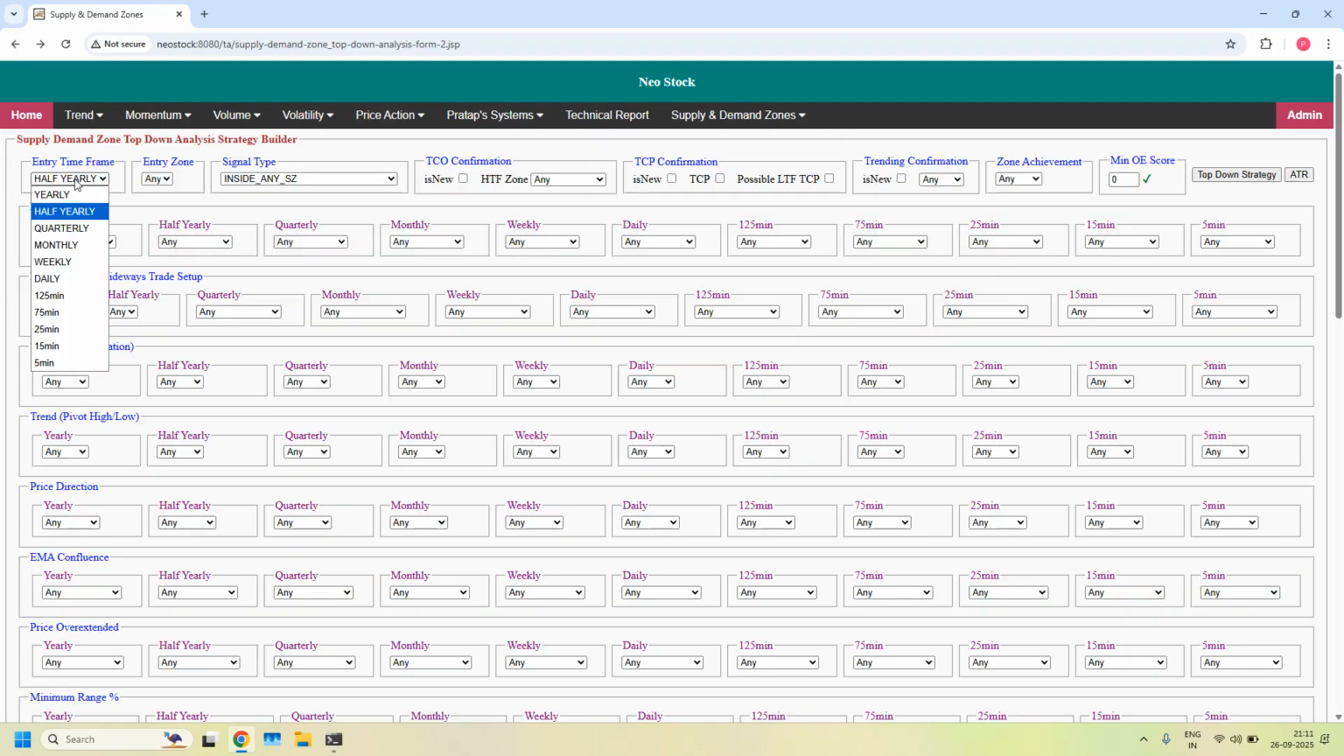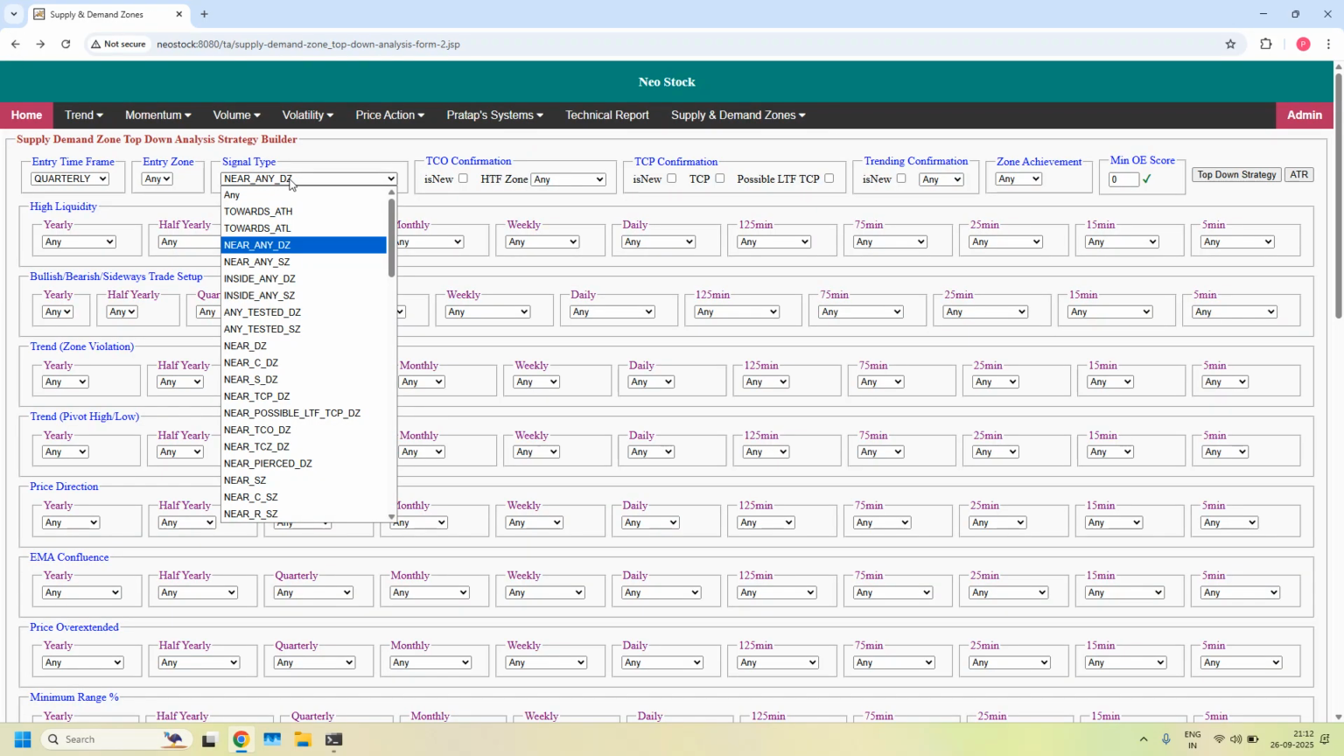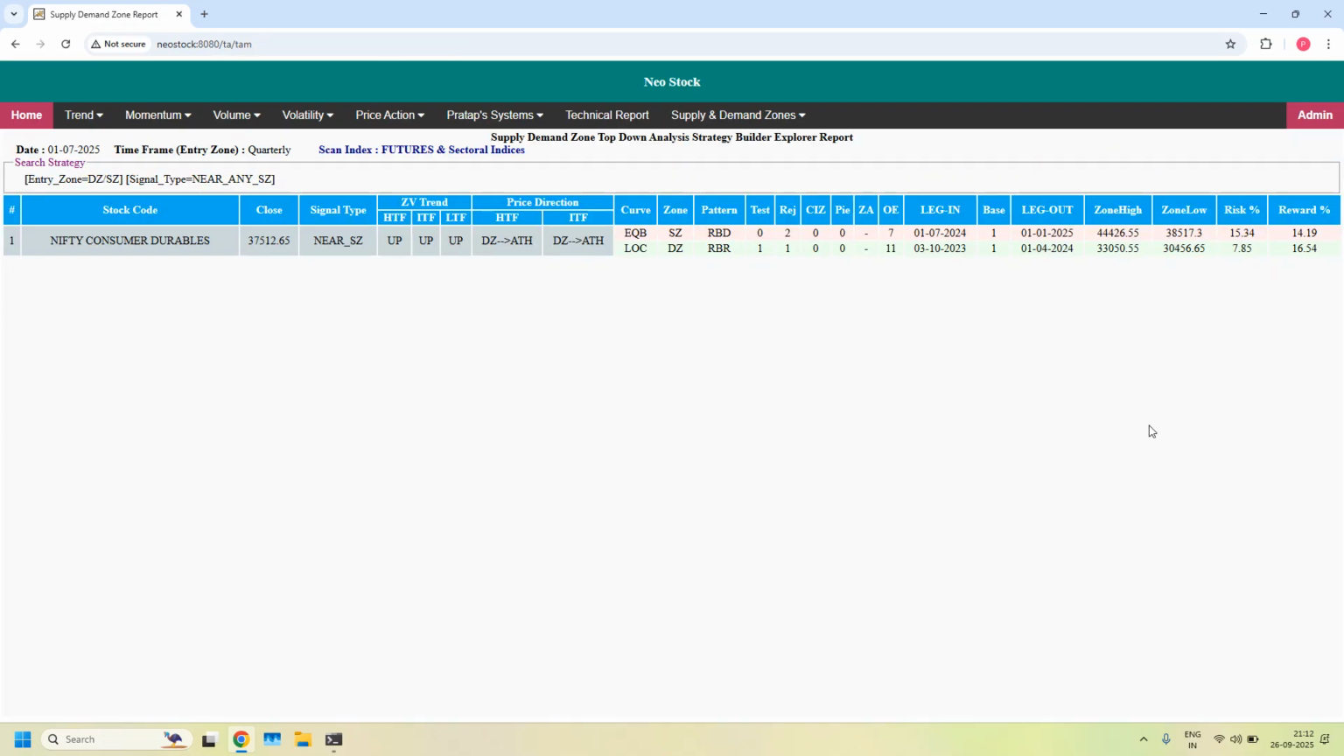Next time frame is quarterly. Stocks near the quarterly demand zone. We got 2 stocks. Next, stocks near the quarterly supply zone. We got 1 stock.